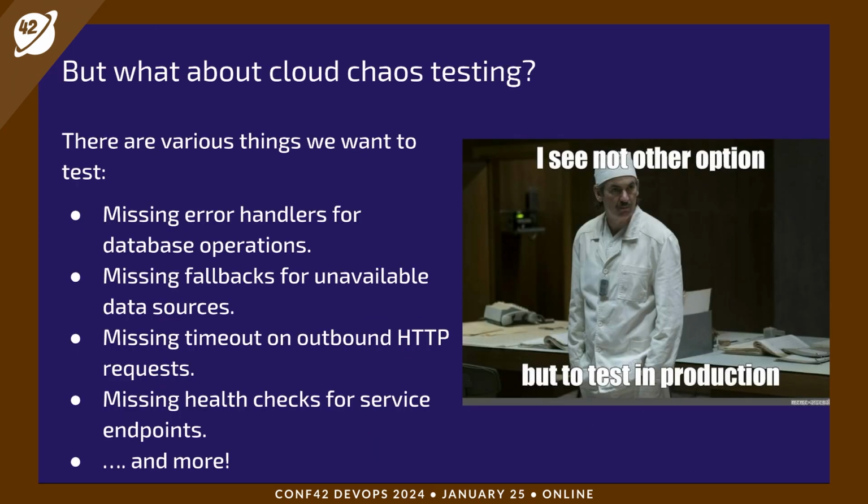But one of the things that I would like to highlight, and I guess it's one of the persistent issues with chaos testing cloud components, is that they are often proprietary in nature, and the only way that you can test them is running them directly in production. Now, you can imagine this. Testing things such as missing error handlers or missing health checks or missing fallbacks cannot be done without actually deploying to a staging or a production environment.